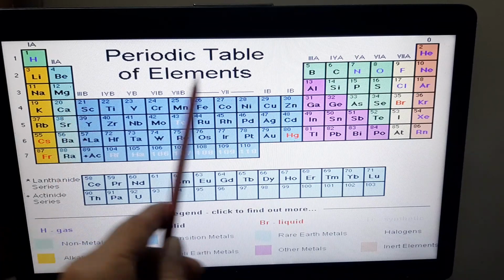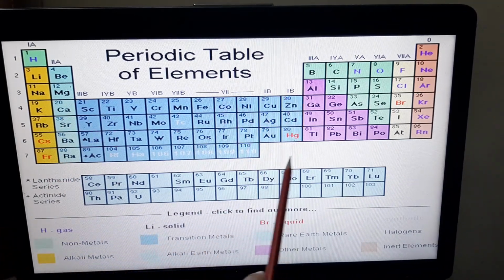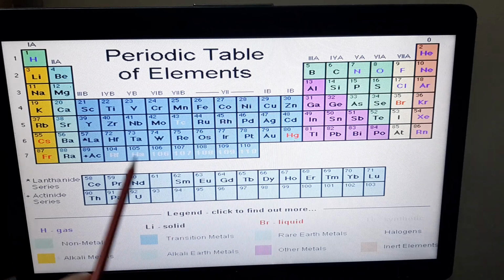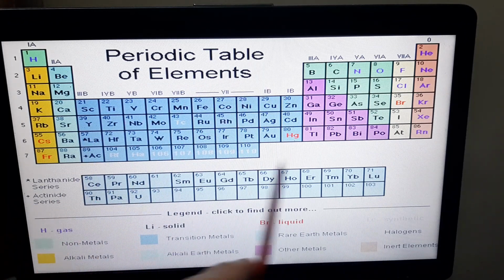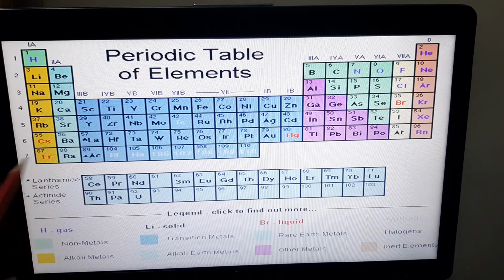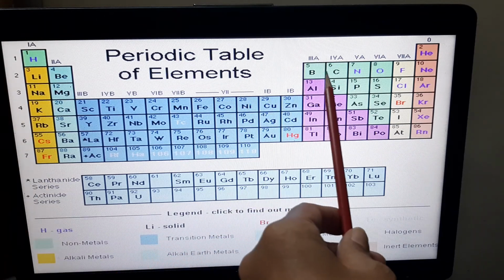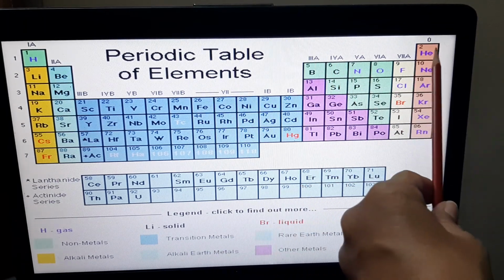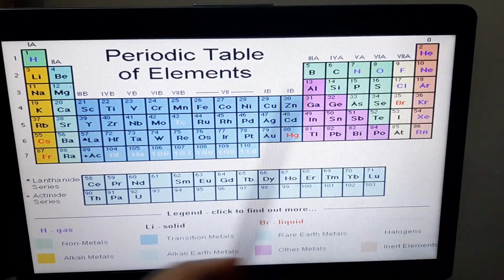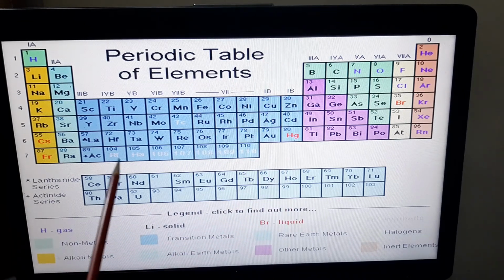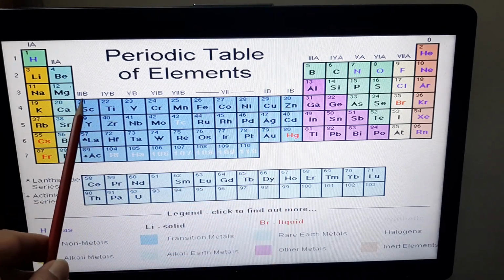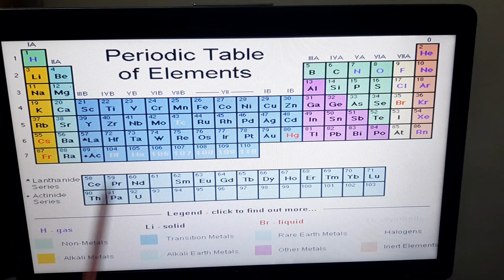From 3 to 12, this little bit over here is the D block, and these 2 rows at the bottom are called the F block. So once again, group 1 and group 2 together make up the S block. P block is from group number 13 to 18, this little box here. D block is over here from group number 3 to 12, and the F block is below.